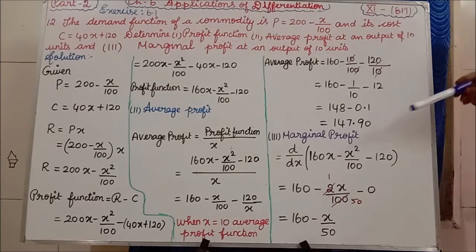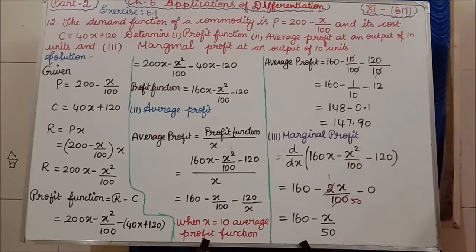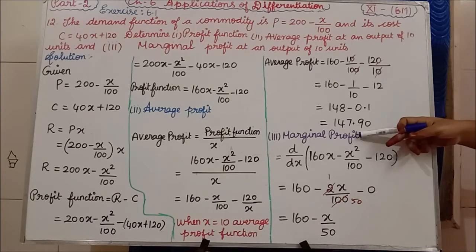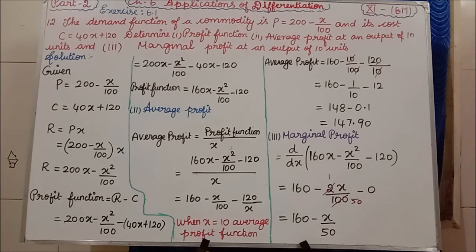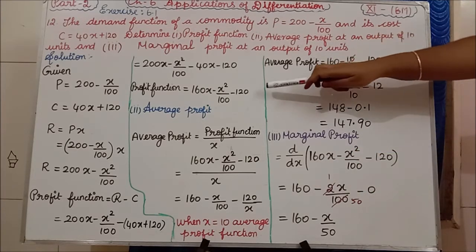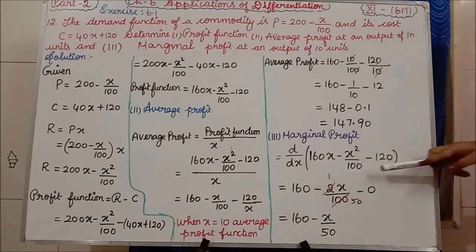This second subdivision, all of you are clear? Next we will see the third subdivision, marginal profit. We have to find the marginal profit. If the word marginal comes, what will you do? We will differentiate. So we are going to differentiate the profit function with respect to x. What is the profit function we have? 160x minus x square by 100 minus 120. This function we are going to differentiate with respect to x.